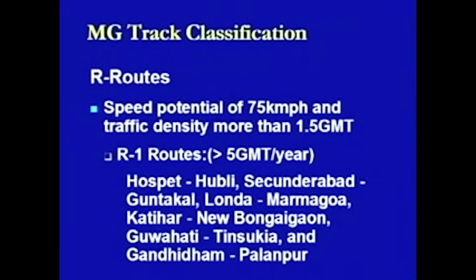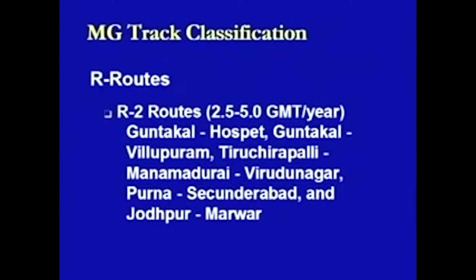and these are some of the routes which are there, like Hospet to Hubli, Sikandrabad to Guntakal, Londa to Marmagoa, Katihar to New Bongaigaon, Guwahati to Tinsukia, Gandhinagar to Palampur, or so on. Coming to the next category under the R routes is the R2 routes, where the traffic density or intensity has been defined in terms of 2.5 to 5 GMT per year. Some examples of the routes here are Guntakal to Hospet, Guntakal to Villupuram, Tiruchirappalli to Madurai, Virudhunagar, Purna, Secunderabad, Jodhpur, Marwar.